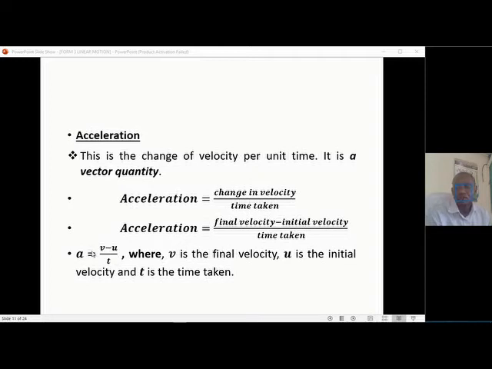So we use the following symbols. A is equal to V minus U over T, where V is the final velocity and U is the initial velocity and T is the time taken. All this must be velocity in meters per second and time in seconds.